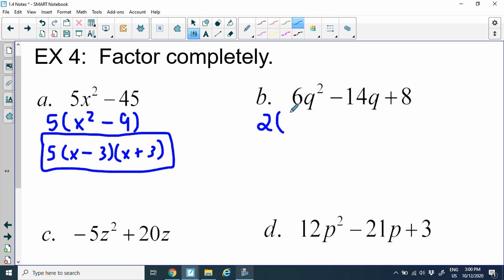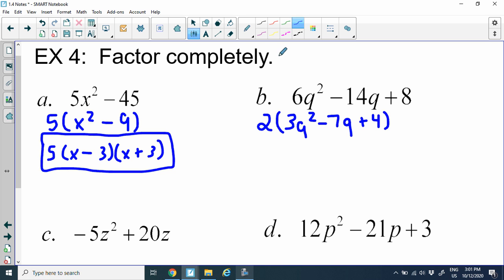So I do 6 divided by 2, that gives me 3q squared. And then negative 14 divided by 2 gives me minus 7, then I have a q. And 8 divided by 2 gives me plus 4. So now this is kind of just factoring like we did in the previous examples. So what I would like you to do is go ahead and pause the video and factor 3q squared minus 7q plus 4.